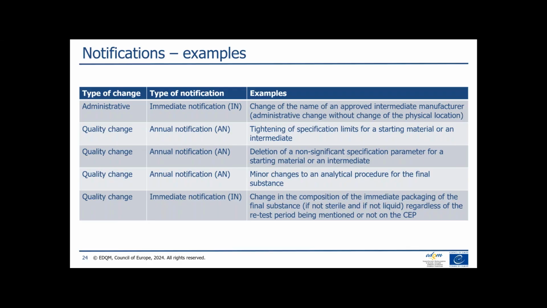These are some examples of the typical notifications. I will not go into detail on them. It is just to illustrate, to give you some feeling of these notifications. In any case, all this is indeed very detailed in our guideline for revisions. So yes, I can only highlight some immediate notifications, for example, change in the name of manufacturers, SEP holder, addresses of manufacturing sites when the physical location remains the same, or change in the composition of the immediate packaging, etc.